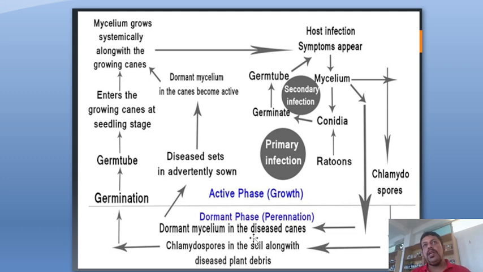So we have to wait until the active phase is shown in our field. It may take some time for the dormant phase to turn into the active phase. It depends on the environmental condition, environmental humidity. If a favorable environment is there, definitely the dormant phase can transform into the active phase, and then only we can see the symptoms on the leaves, and slowly we can see the symptoms in the canes themselves. Okay, so this is the simple disease cycle of the sugarcane.